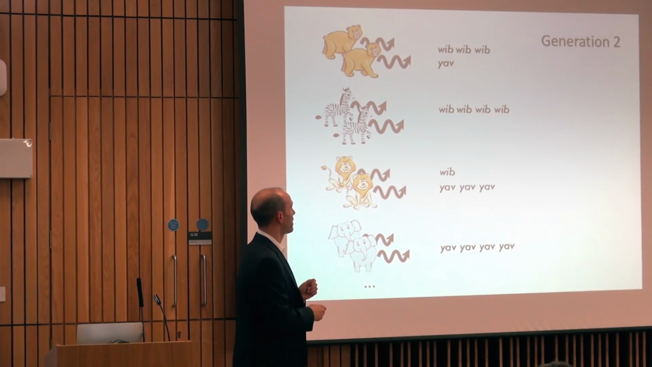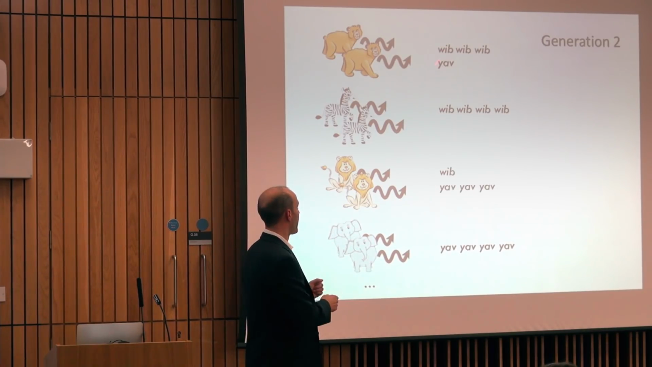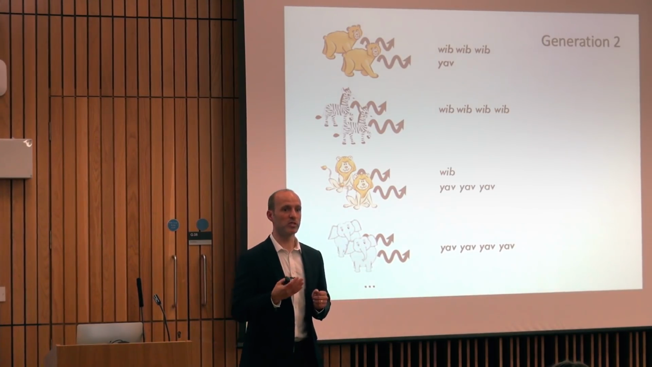And these kinds of regularities are really salient to learners. So the fact that wib is used exclusively for zebras and yav is used for elephants, that really jumps out at you when you're exposed to one of these languages.